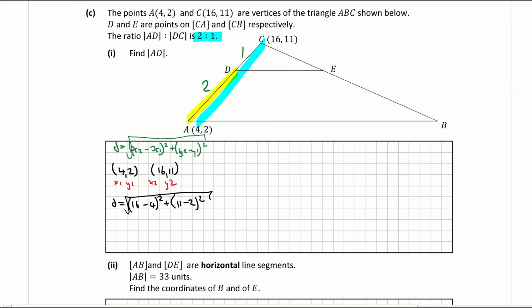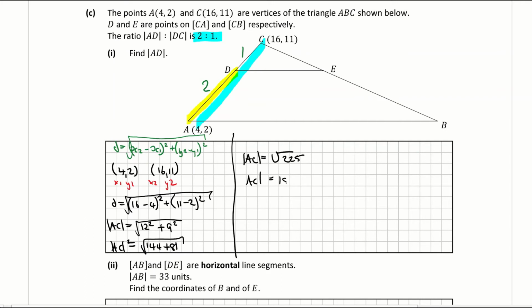So my distance from A to C is 12 squared plus 9 squared, which is giving me, what's that giving me? 144, isn't it? Plus 81, all square rooted. Bringing that up then gives me a distance from A to C as square root of 225, which is 15. So the distance from A to C is 15 units.